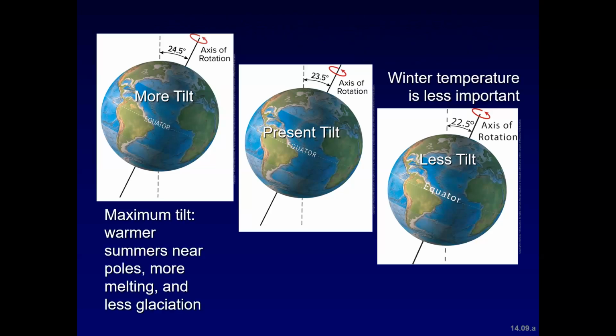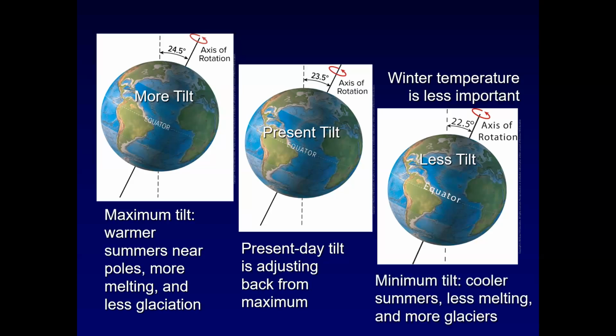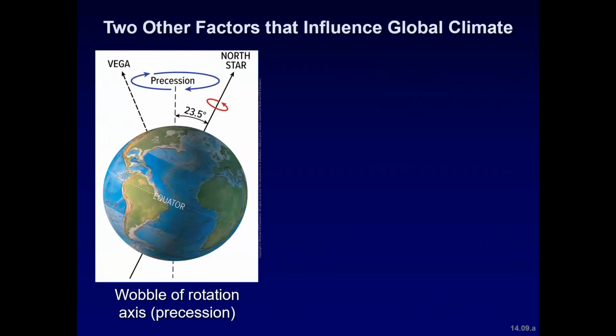Our winter temperature is less important here. At maximum tilt, we have warmer summers near the poles. We have more melting and less glaciation. We're in the middle right now, I guess, in this data set. Our present day tilt is adjusting back from maximum. And then at minimum tilt, you're going to have cooler summers, less melting, and more glaciers. So we're kind of in the middle here. That should stabilize our glaciers, but there's more factors than just the tilt of the Earth that are affecting our climate right now.